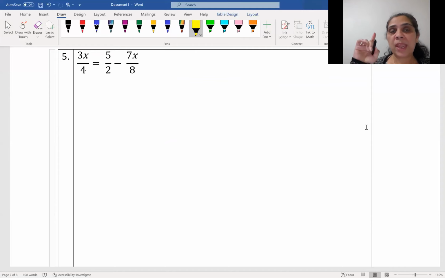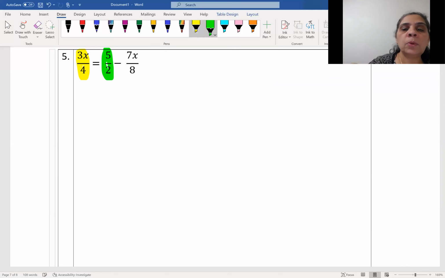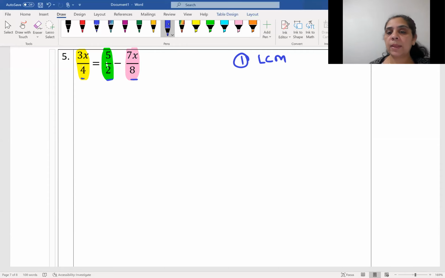Number 1, if we have more than 2 terms, we will use number 1 strategy. If we have only 2 terms, you can use strategy number 2, right? So we will see how many terms we have. We have 1, we have 2, and we have 3 terms. So strategy number 1. In strategy number 1, what you need to find first? LCM. And what is LCM in between 4, 2, and 8? LCM is 8.